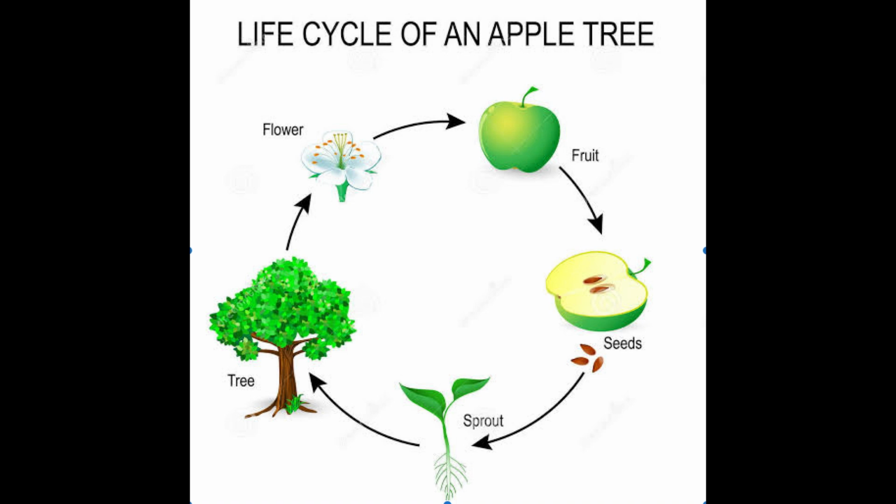Then the next step is the flower. Finally, we can get green and big apples from the apple tree. In conclusion, the process will repeat.